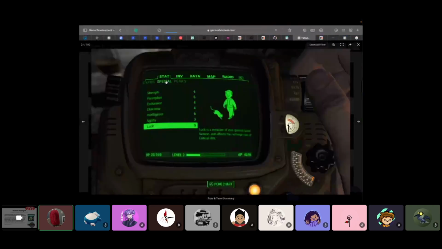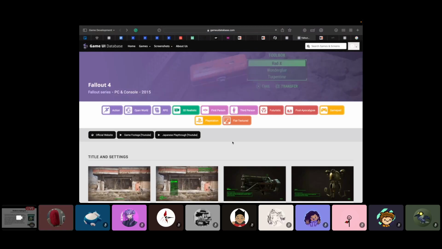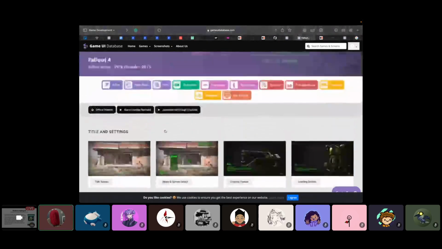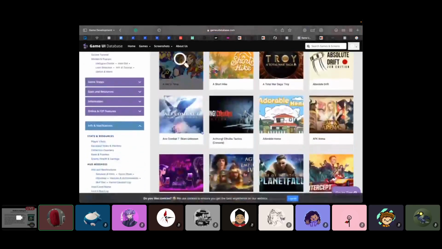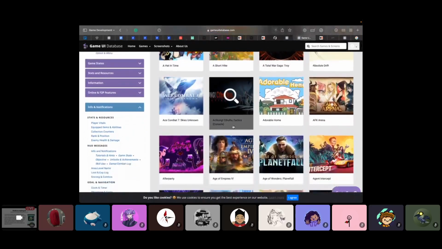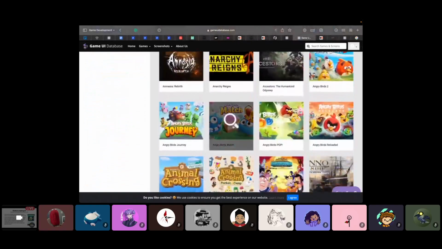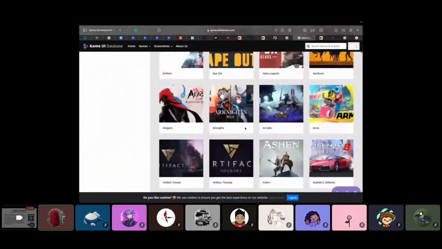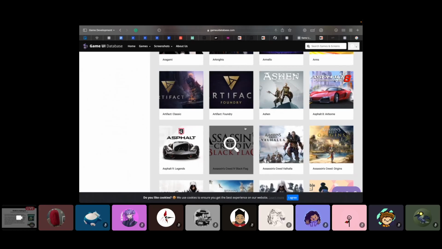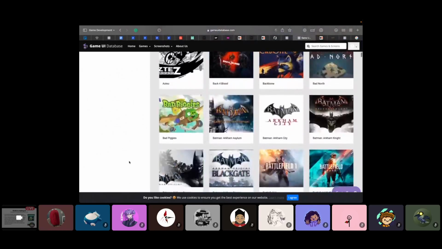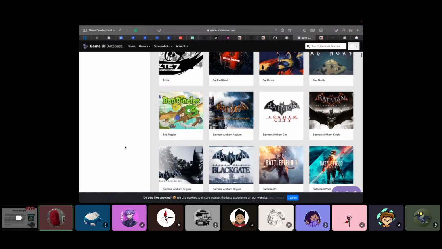There's also one interesting resource that I found, and it's this website where you can find the UIs of many games. You can see Short Hike, Angry Birds. So if you want to design UI and you want to reference some other games, you can go to this website and do that.